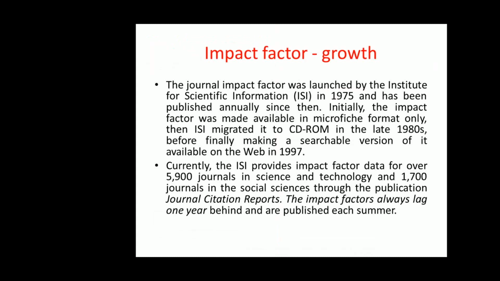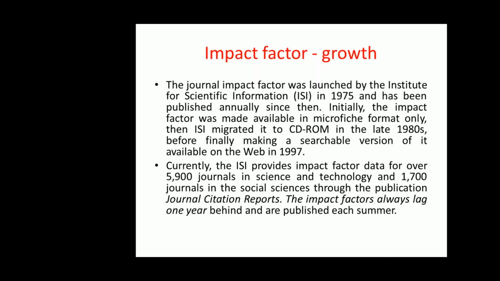This is how to find out the impact factor. The journal impact factor was launched by the Institute for Scientific Information, ISI, in 1975, and has been published annually since then. Initially, the impact factor was made available in microfiche format only. Then ISI migrated it to CD-ROM in the late 80s before finally making a searchable version available on the web in 1997. Currently, ISI provides impact factor data for over 5,900 journals in science and technology and 1,700 journals in the social sciences through the publication of the Journal Citation Reports. The impact factor always lags 1 year behind and is published each summer.